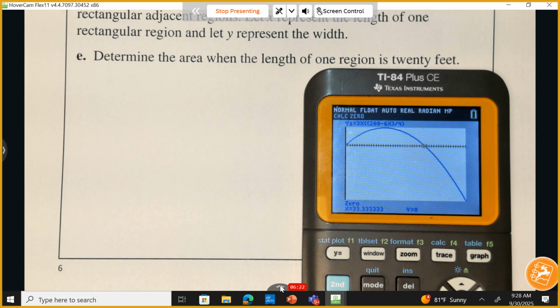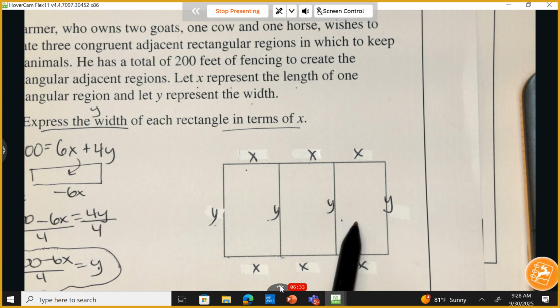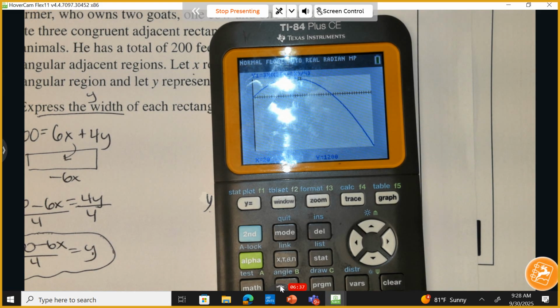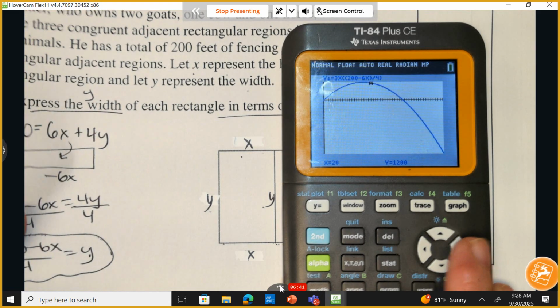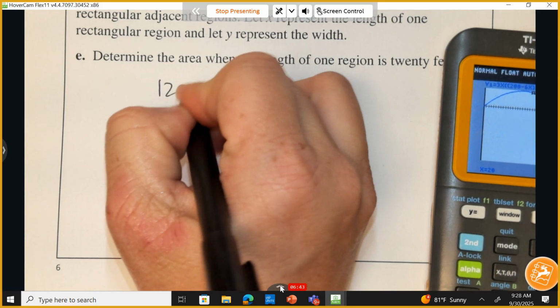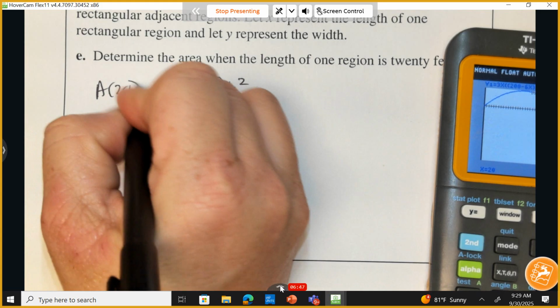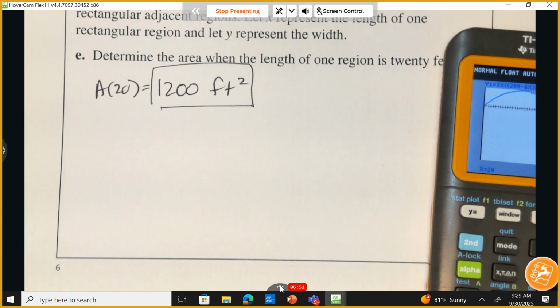Determine the combined area when the length of one region is 20. So when they're saying when this length is 20, what is the combined area? We're going to come up here and go second, calculate value and type in 20. This is the area. How do I correctly write it? 1,200 feet squared. That is the area when the length is 20. This is what I need to see.